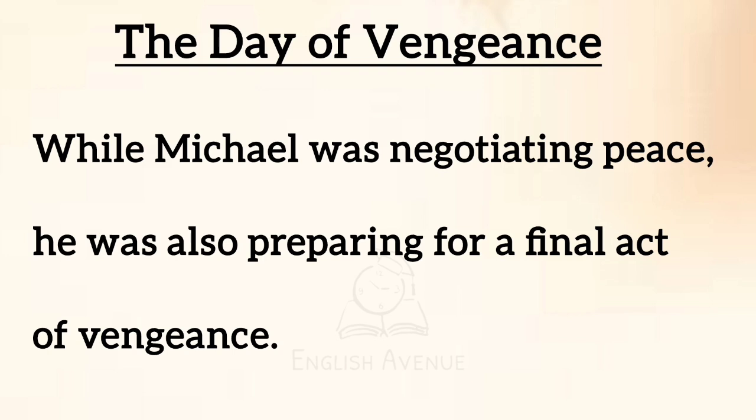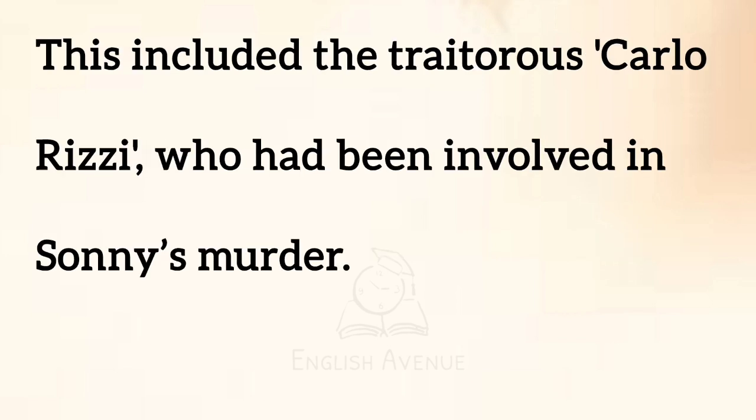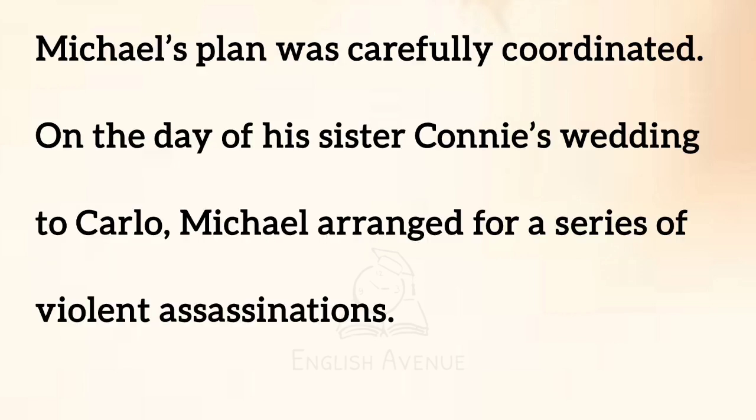The day of vengeance. While Michael was negotiating peace, he was also preparing for a final act of vengeance. He meticulously planned a series of executions of those responsible for the Corleone family's suffering. This included the traitorous Carlo Rizzi, who had been involved in Sonny's murder. Michael's plan was carefully coordinated. On the day of his sister Connie's wedding to Carlo, Michael arranged for a series of violent assassinations.